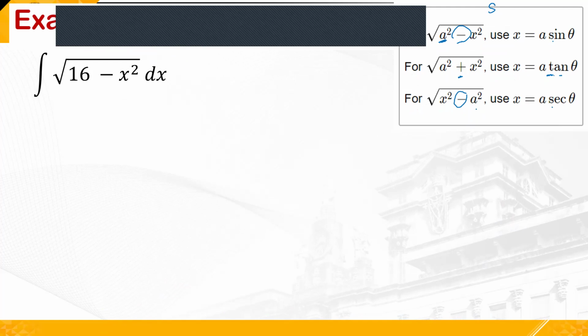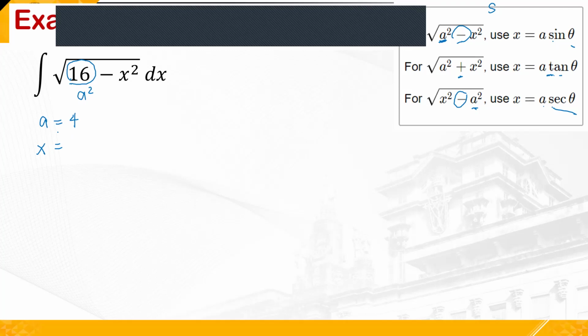So, it's sine tsaka secant yun. Pero ito, the a squared is the second term. Kaya, secant ang gagamitin. Ito, yung a squared is not the second term. Kaya yung kabilang is sine theta siya. Okay? So, 16. This is our identified a squared. Our a, therefore, equals 4. Okay? So, ayun, doon na tayo kay x.